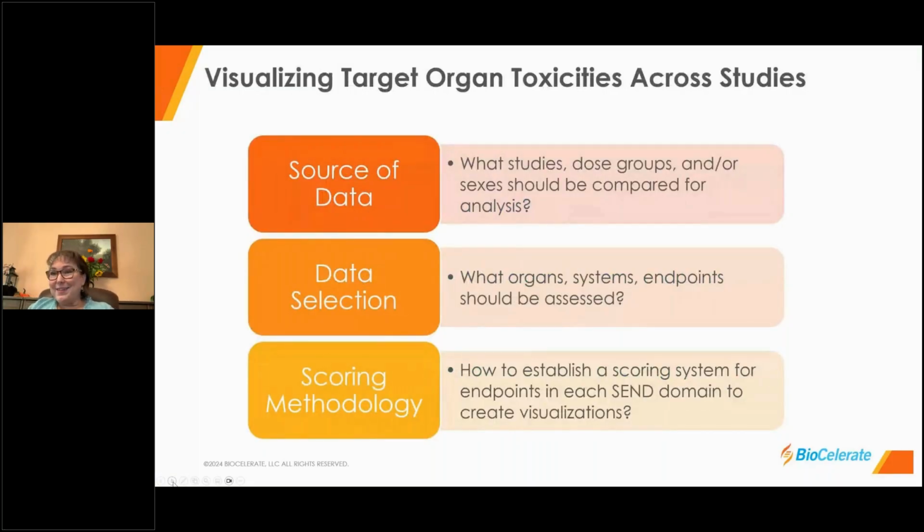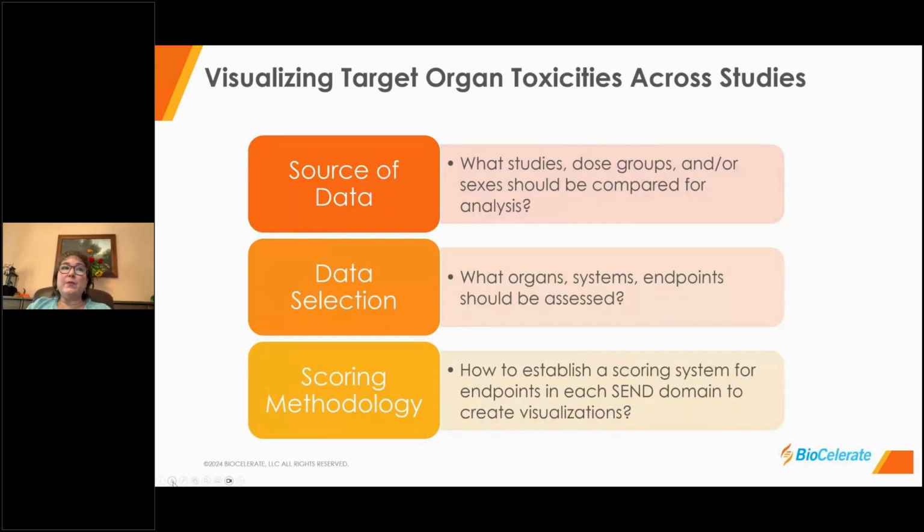So with that said, and thinking about user input, what does the user need to consider? So the first is the source of the data. So the user should be able to determine what studies you're going to look at. What dose groups are you going to compare? What sexes are you going to compare for your analysis? So again, allowing you, the user, to be able to change those parameters. And then also data selection. So maybe you just have an interest in the liver and the kidney, and that's what you want to put into the system. I just want to look at these 2 organs.